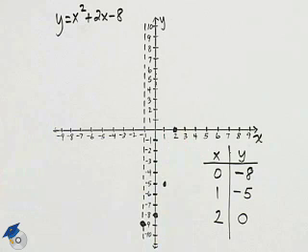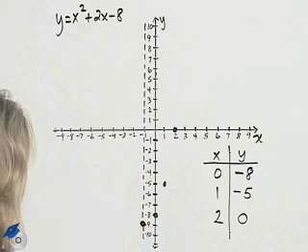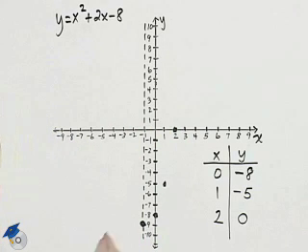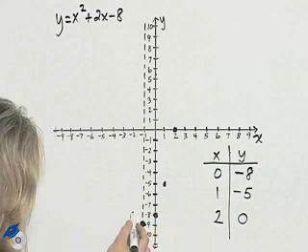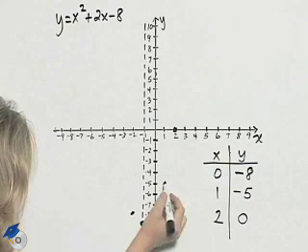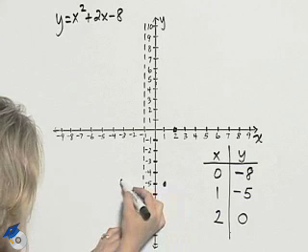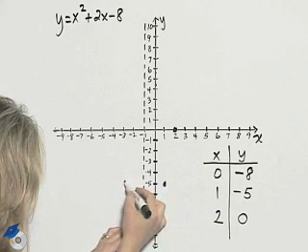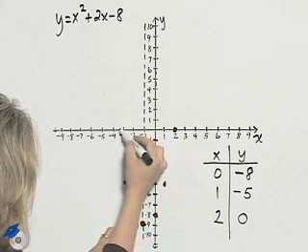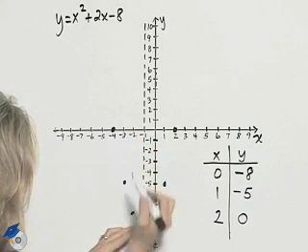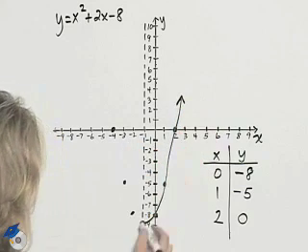I know that the graph of a parabola is symmetric over the axis of symmetry, and so I can plot this point 1 unit to the left. I can plot this point 2 units to the left, and this one 3 units to the left of the axis of symmetry. I now have the points I can use to graph this.